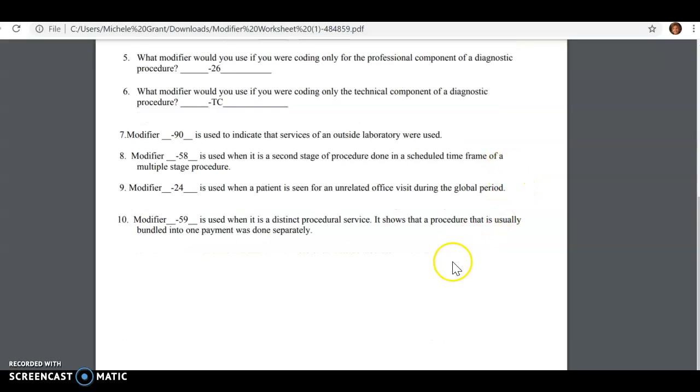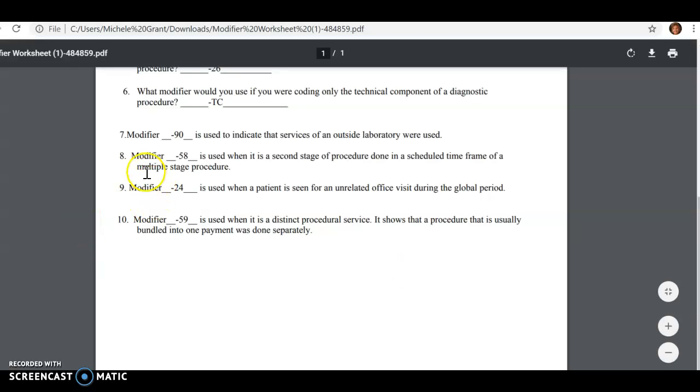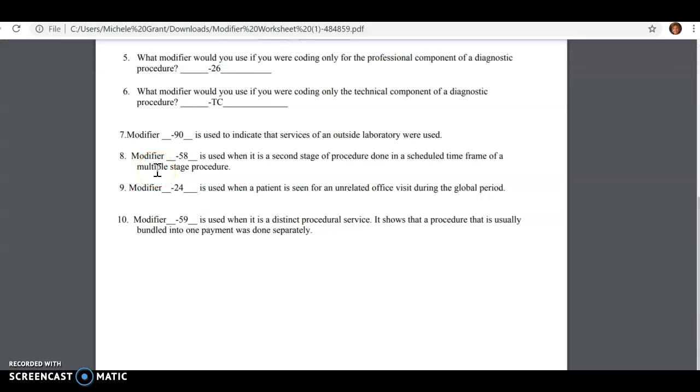Number seven looked really good. Everybody did put down 58. This one here, some of you, I think because of multiple stage, thought maybe a 51 for multiple procedures. That's not what we're looking at. This is going to be a 58. It is when it's necessary to indicate that the procedure or service during the postoperative period was planned, which right here, second stage of the procedure is done in a scheduled time frame of a multiple stage procedure.